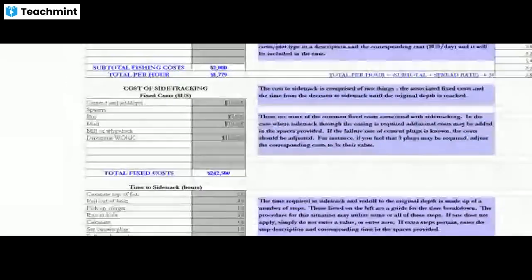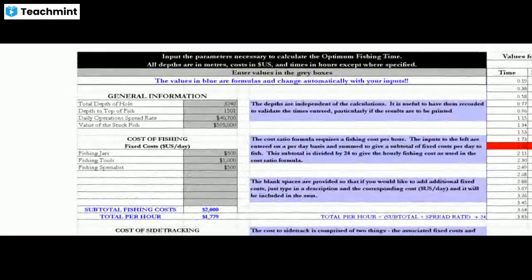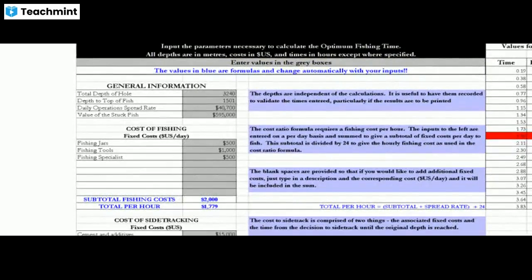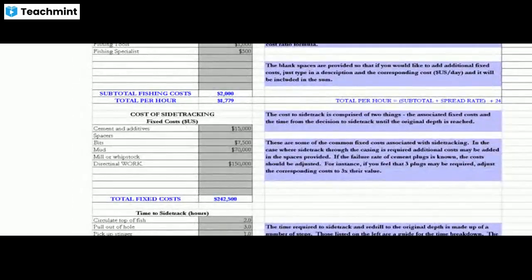So this is your cost of fishing, general information. The ones in blue are formulas, which change automatically with your inputs. Your values should be entered in the gray boxes. So next slide.